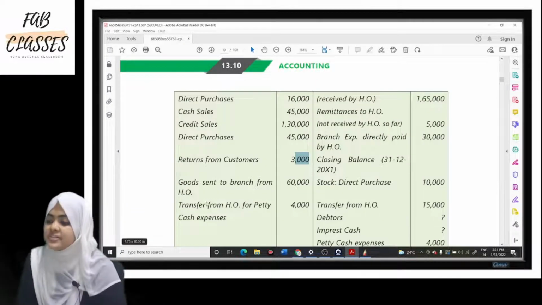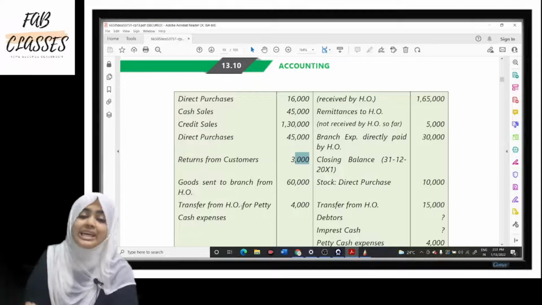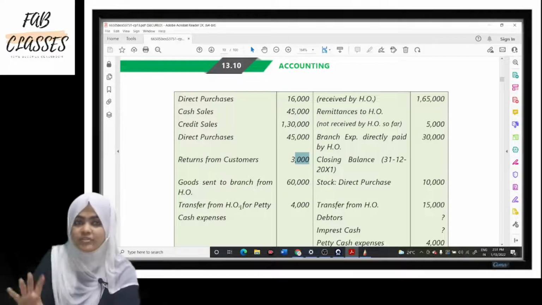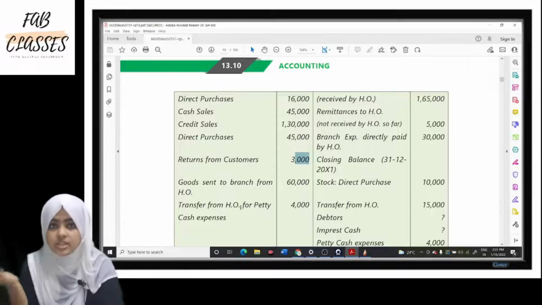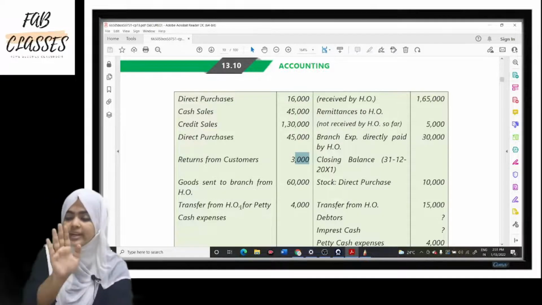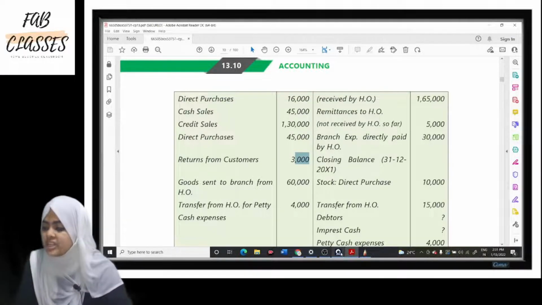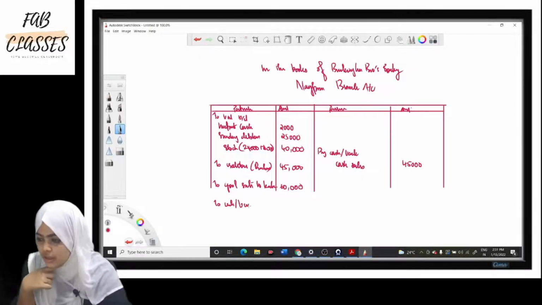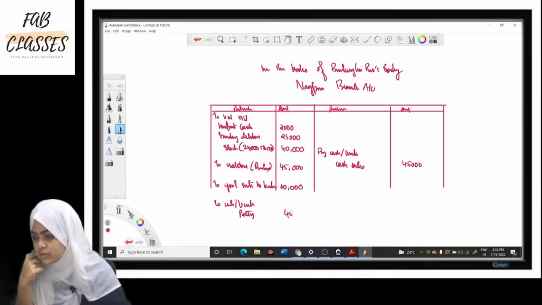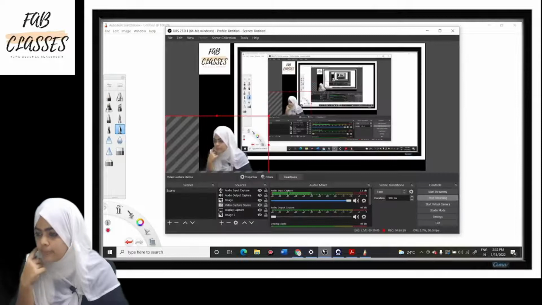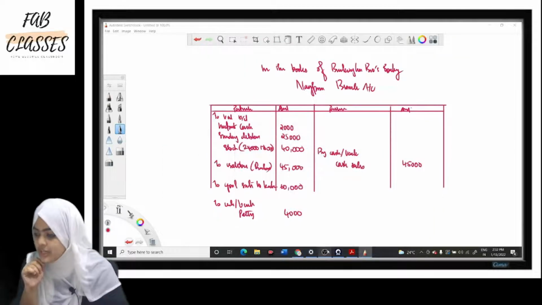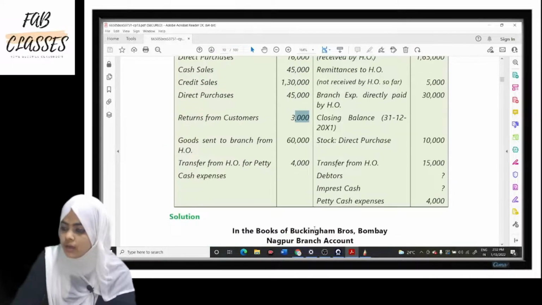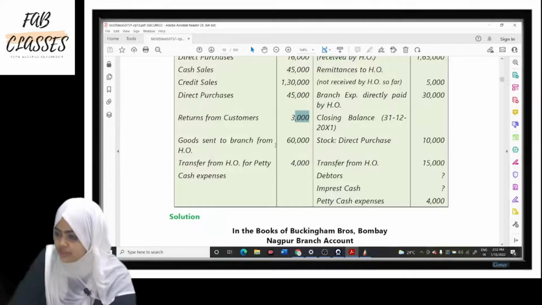What is next? Transfer from HO for petty cash expenses. For expenses, head office has given some money to the branch. So we have already told that whatever money the head office gives to the branch, we will record it as to cash or bank. Petty cash expense, how much has been given? 4,000 rupees has been given. Okay, no doubts in that. Next what?